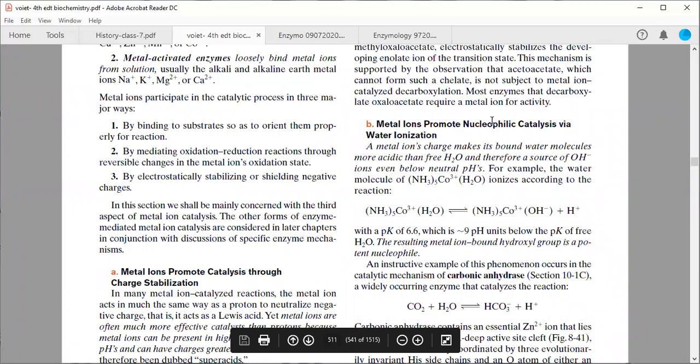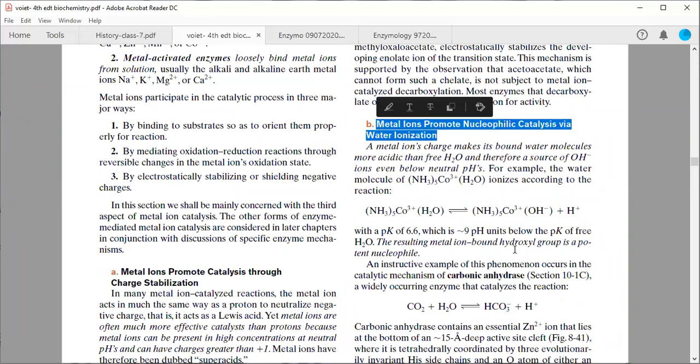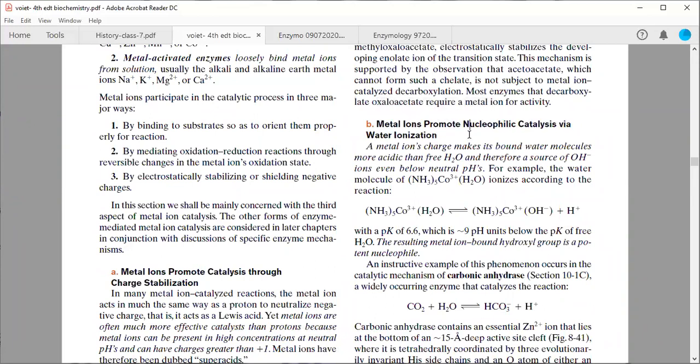So the third form was also reported, in which the metal ions have promoted the nucleophilic catalysis via the water ionization, as in the case of carbonic anhydrase. So these three possibilities are there.